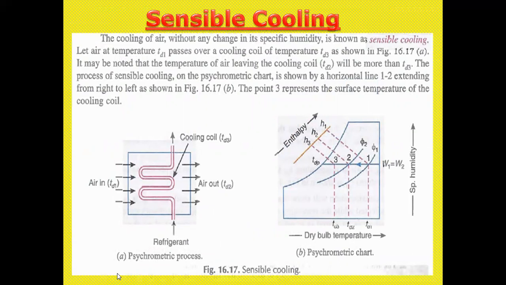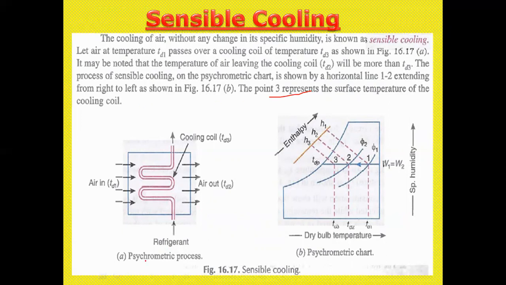Therefore, the air at temperature TD1 passes over the cooling coil of temperature TD3. Now, the temperature of air leaving the cooling coil, TD2, will be more than TD3. The process of sensible cooling on the psychrometric chart is shown by the horizontal line 1 to 2 extending from right to left. The point 3 represents the surface temperature of the cooling coil.